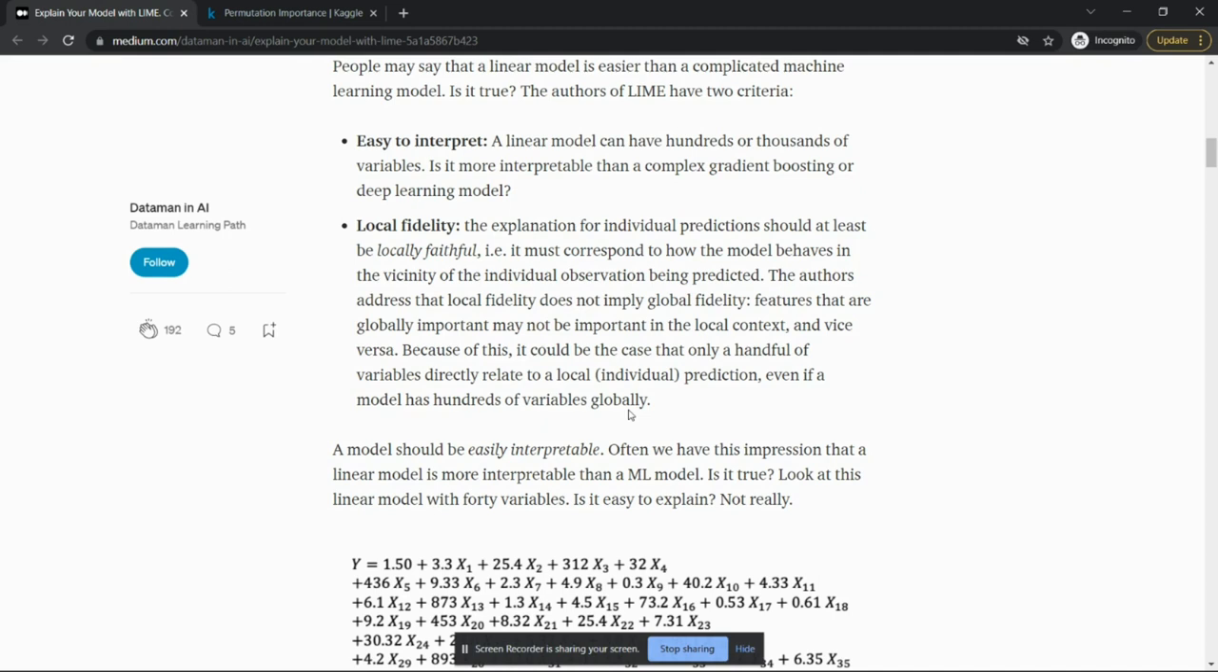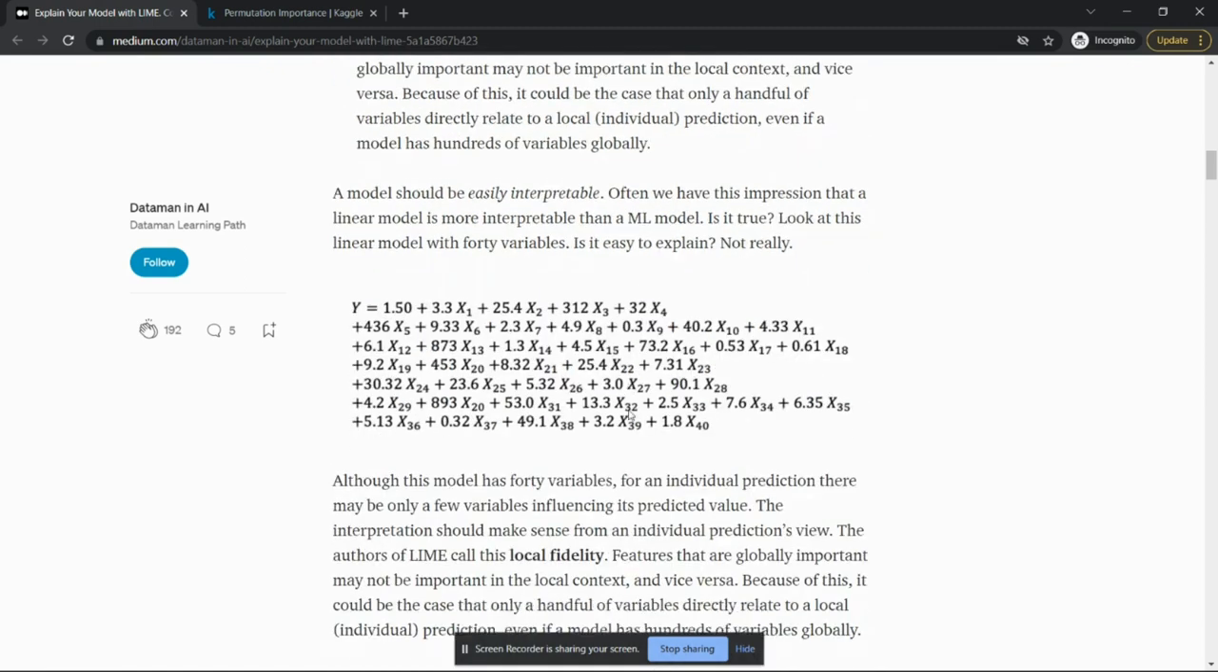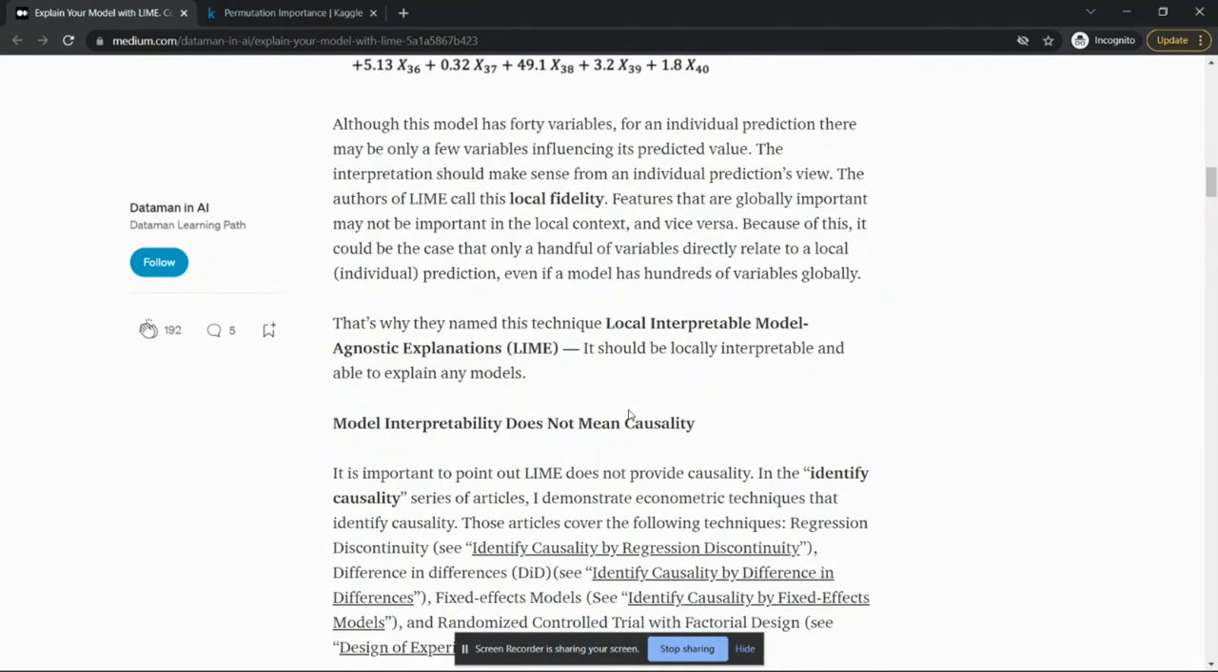Even if a model has hundreds of variables, the features that are globally important may not be important in the local context, and vice versa. So a model should be faithful in its local context, in its vicinity. In its vicinity, the observations should be related to each other.